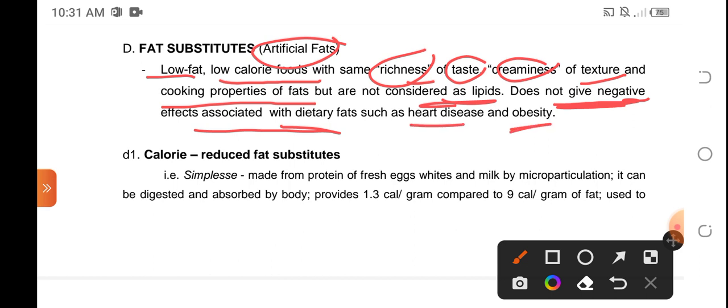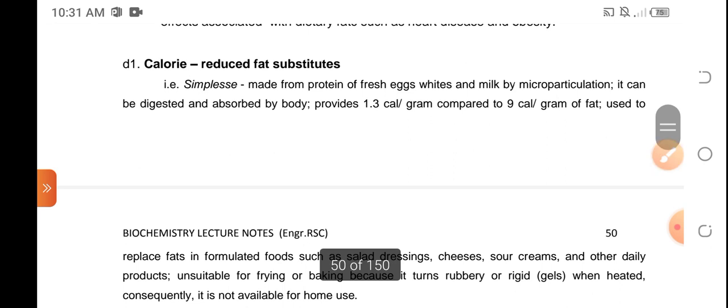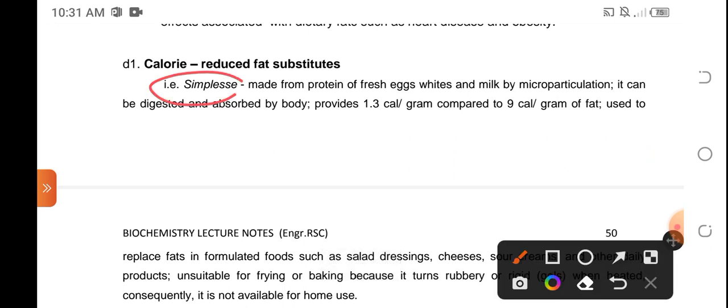Okay, so itong mga fat substitute nito are made in order to replace the fats, okay, but gives the same taste, pero hindi niya ibibigay yung calories na mag trigger ng heart disease and obesity. Okay, so we have calorie reduced fat substitute. Ang trade name niya ay Simplis. So these are made from fresh egg whites, and milk by microparticulation. So it can be digested and absorbed by the body. It could only provide 1.3 calorie per gram.